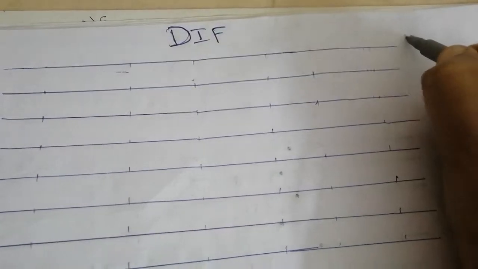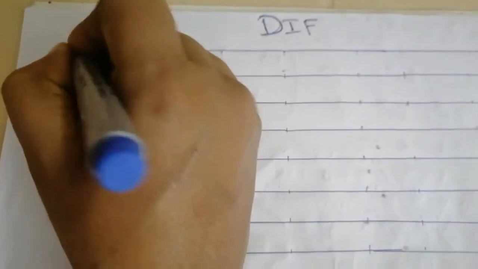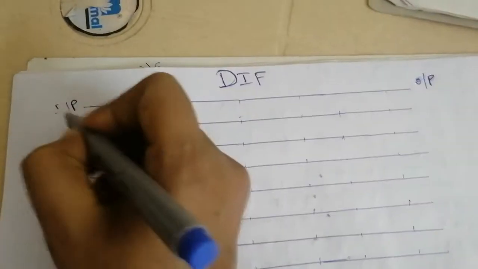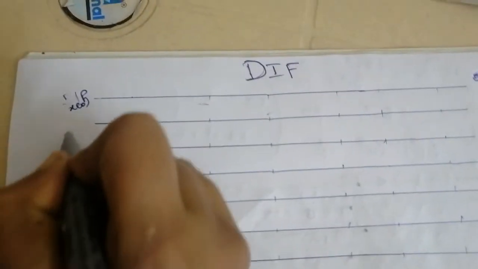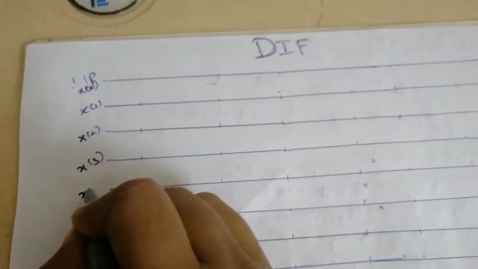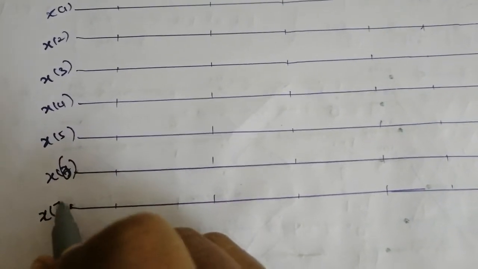So in DIT this side is output sequence, right? So here also the same, this side is output sequence and this side is input sequence. But the difference is the input is normal order, output side is bit reversal. So input is normal order means x of 0 first line, then x of 1, x of 2, x of 3, x of 4, x of 5, x of 6 and x of 7.